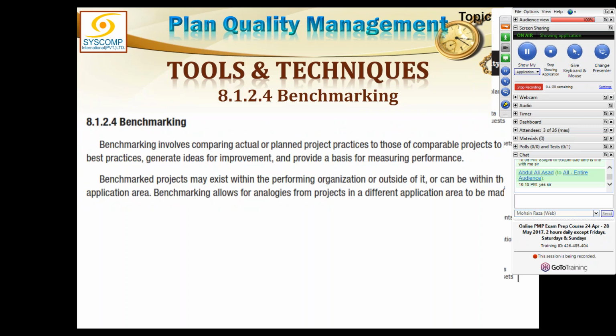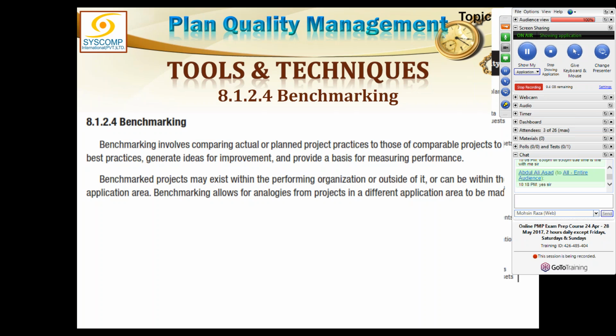Okay, next tool is benchmarking. Benchmarking, as normally people understand, they call benchmarking as something which is comparison with some standard. Again, wrong. It is not comparison with some standard. Remember my word, mark my words. Benchmarking is always with your competitors.